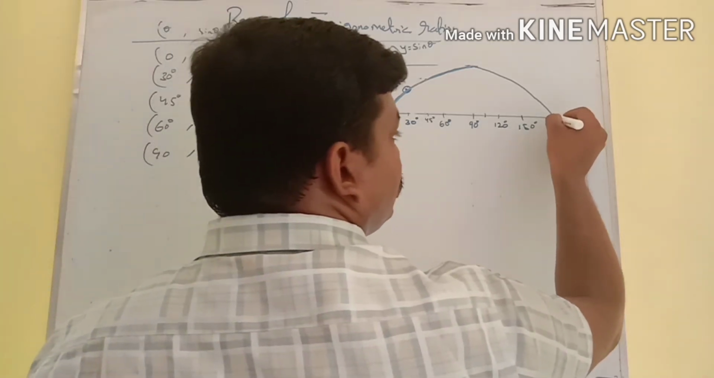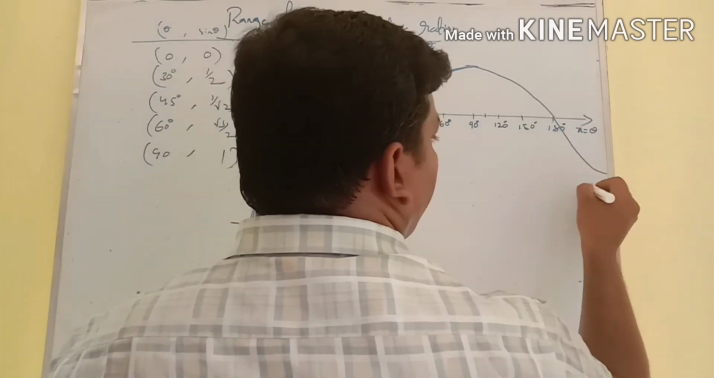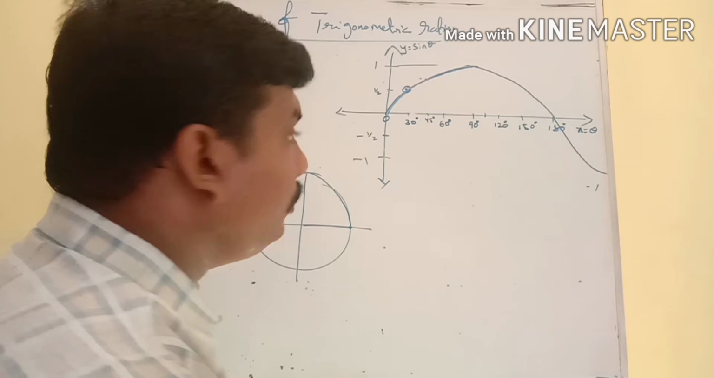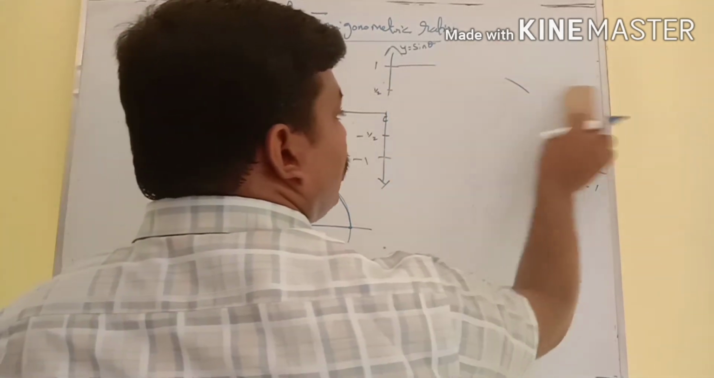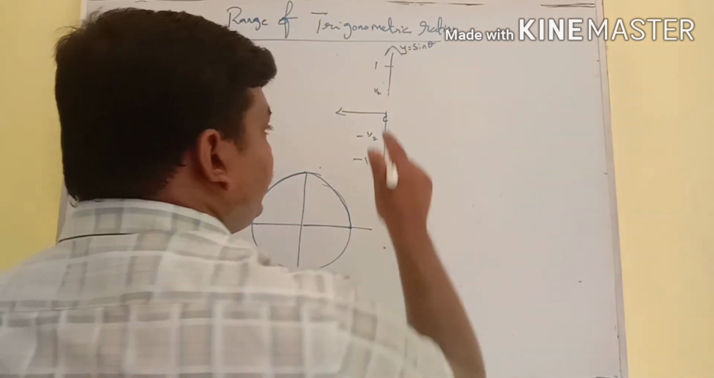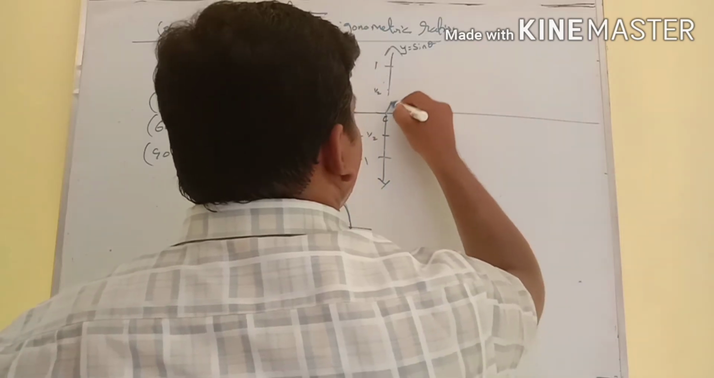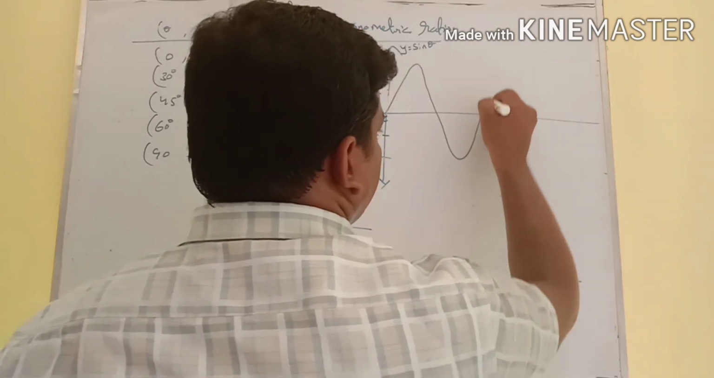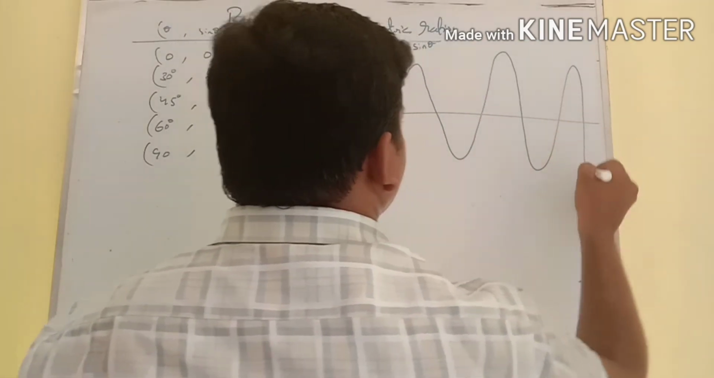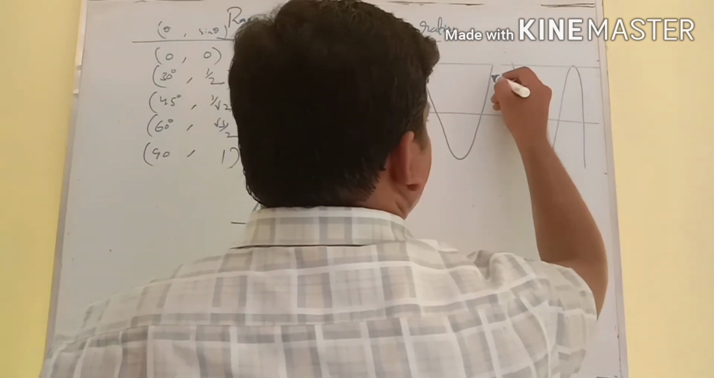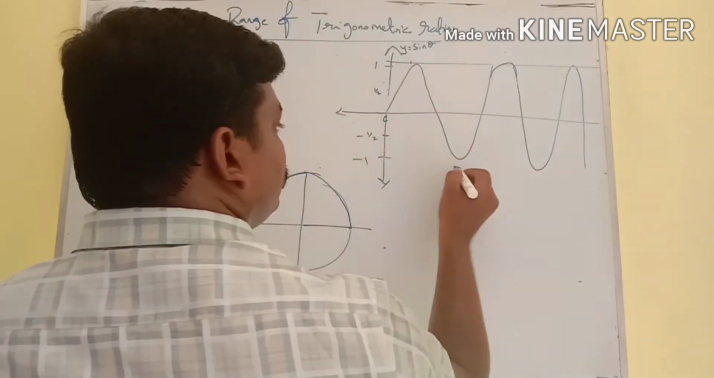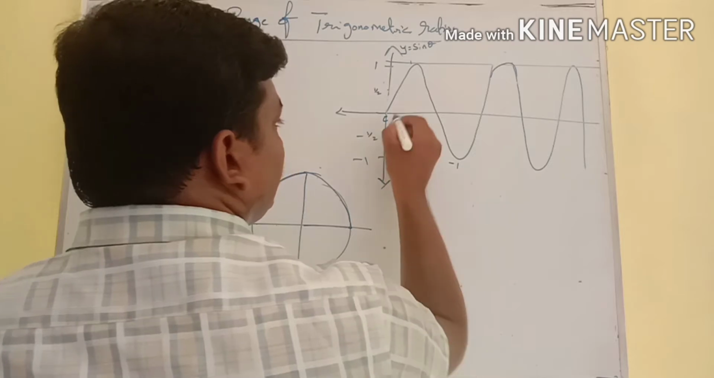Next, it decreases up to minus 1. So how does the sine wave become? From 1 to minus 1 it decreases and increases. So the values from 1 to minus 1 are all the same, it decreases and increases.